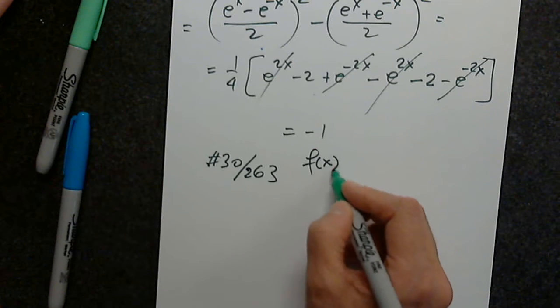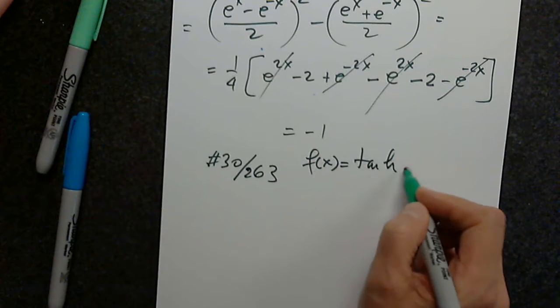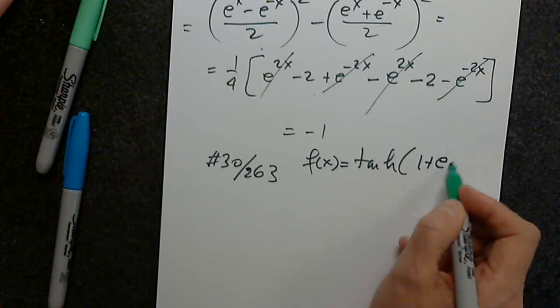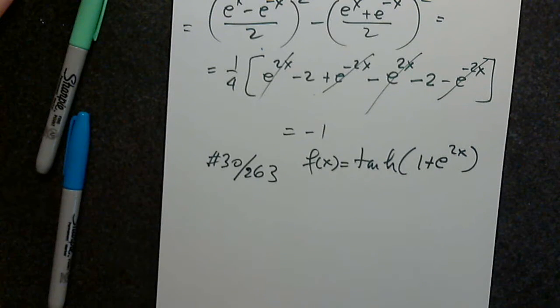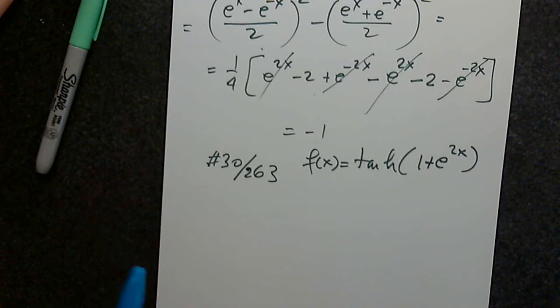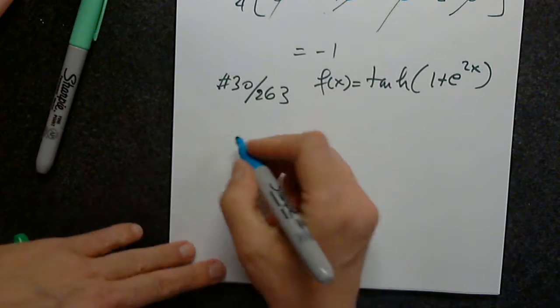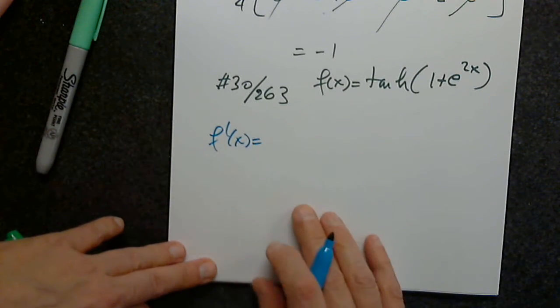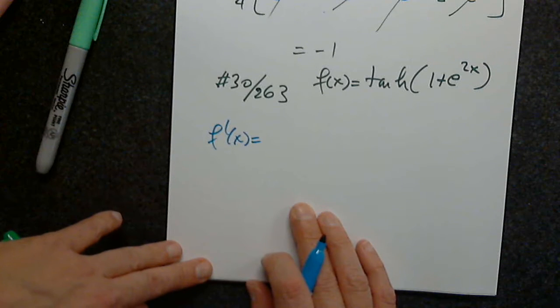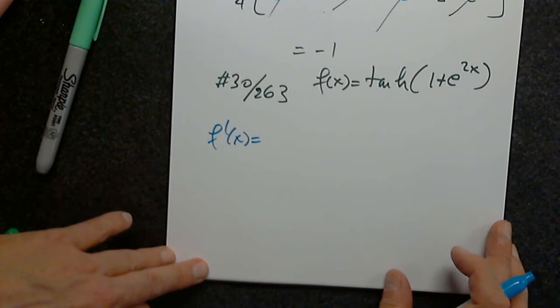F of x equals hyperbolic tangent of 1 plus e to 2x. It's a very good question. We do not have to go back to e to the x and e to negative x unless the problem is asking us to. Hyperbolic tangent or hyperbolic sine and hyperbolic cosine are good enough. Okay, so here again we are asked to differentiate this. So f prime equals, and then we'll look at the word problem to see how this is applied.